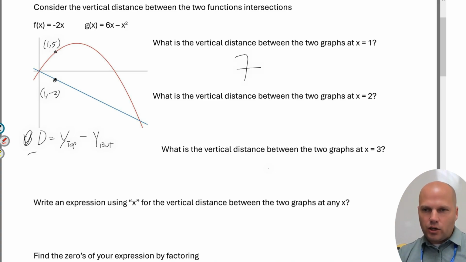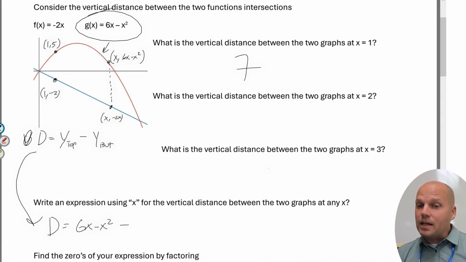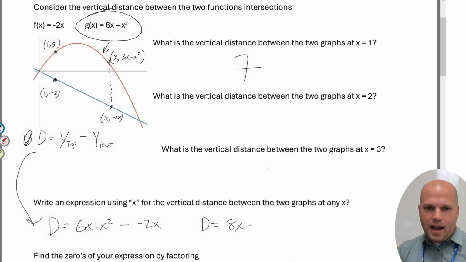Well, I could also just say, here's an expression for the distance at any x. The y top equation is y equals 6x minus x squared. Any point on this is an x comma 6x minus x squared. Any point on this is an x comma negative 2x, which means the vertical distance between these two graphs at any point is 6x minus x squared minus negative 2x, or plus 2x, or 8x minus x squared. Now look at this. When x is 1, I get 7. Look at that. I have a distance equation now.